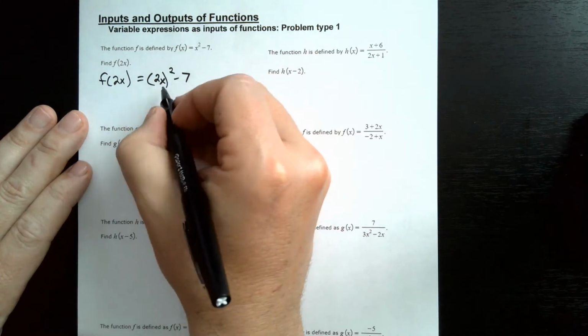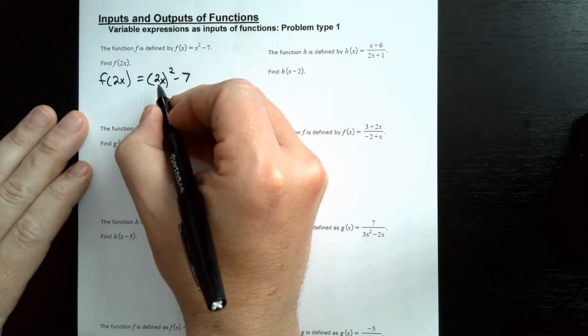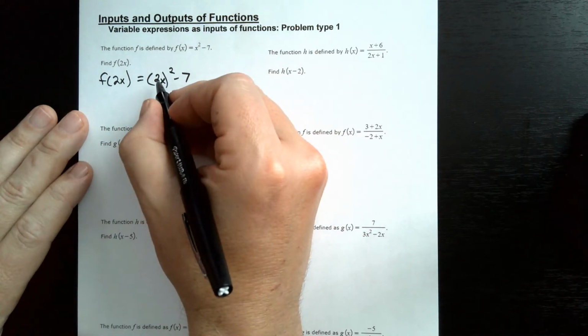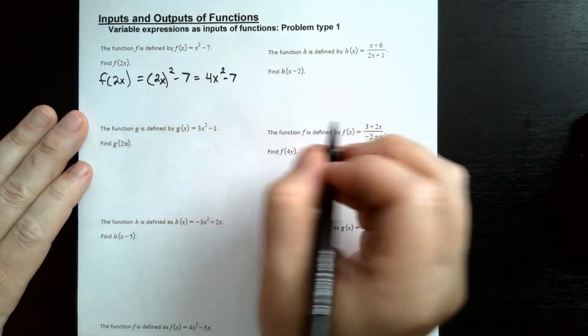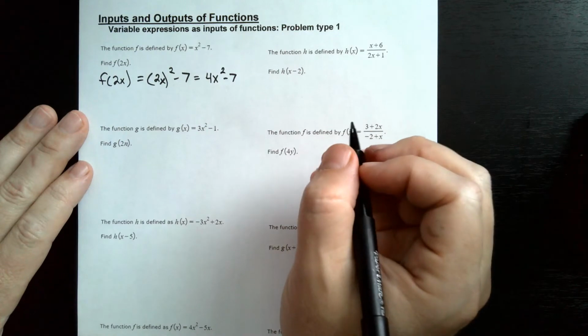Now when you square two things inside here, you have a 2 and an x that's getting squared. The 2 becomes 4 and the x becomes x squared. So we get 4x squared minus 7. Okay, let's look at this one.